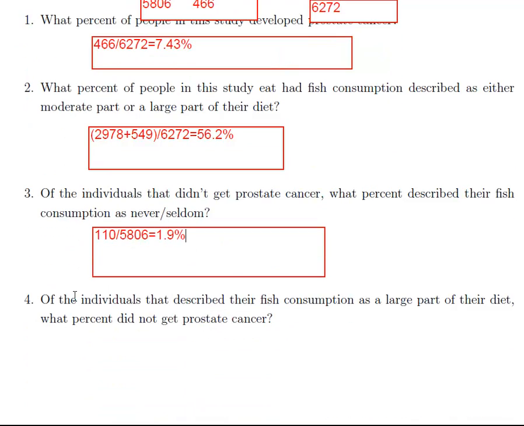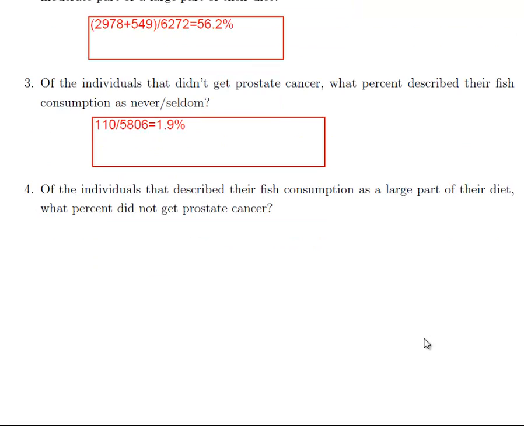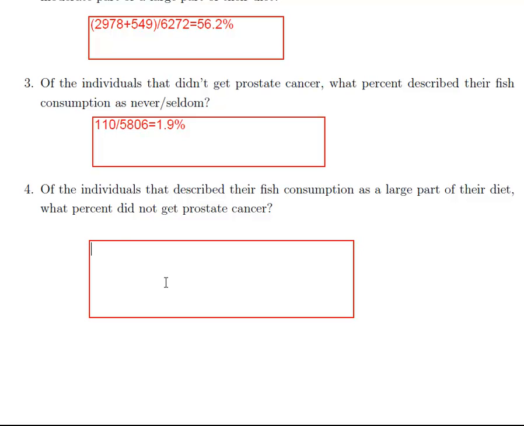This one here says, of the individuals that describe their fish consumption as a large part of the diet. So that means I'm limiting my analysis to only those individuals. So if I come back up here, here's the individuals that describe the large part of the diet. So now I'm talking about only this row, and there was a total of 549 in that row. So that's going to be my denominator. And 507 of them did not develop prostate cancer. And so that's going to be 92.3%.